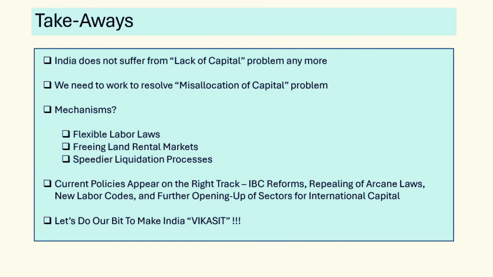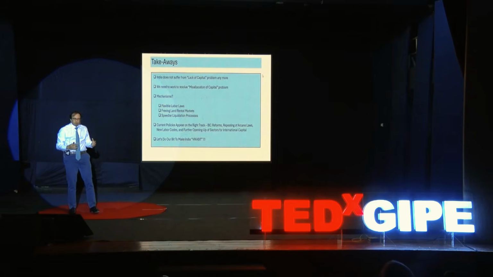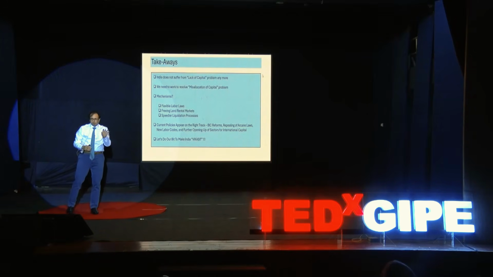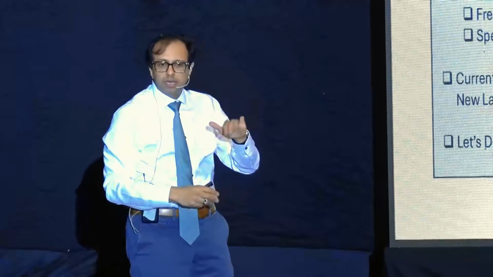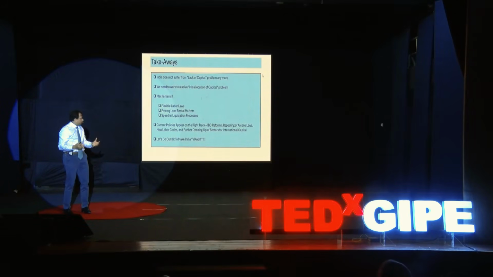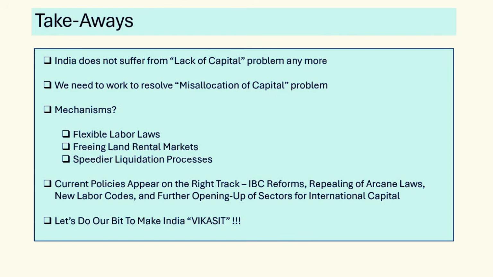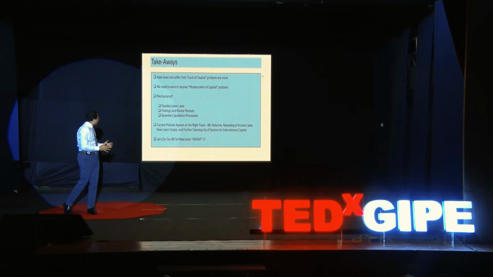So what are the takeaways from today's talk? India does not suffer from a lack of capital problem anymore. We need to work to resolve the allocation problem. We need to put capital in the hands of good people. By good, I mean good also means non-corrupt, good also means productive. Mechanisms, labor laws, freeing land and labor. I did not talk about land, but the land market can be revolutionized dramatically, with a speedier liquidation process. And current policies appear to be on the right track.